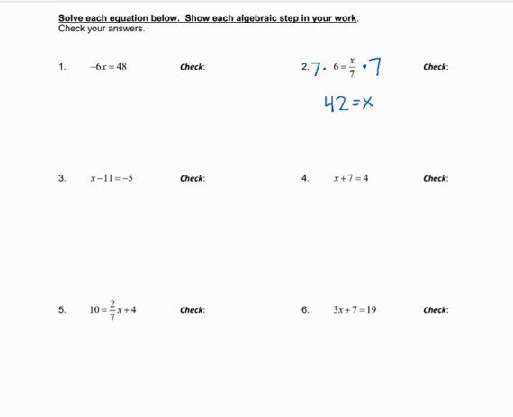So remember, for our check, we write the equation. It says 6 equals, and instead of x, we put in 42 over 7. Then we bring down the 6, and we ask ourselves, what is 42 divided by 7? It is 6. Yay, we have a true statement. So 42 equals x is correct.